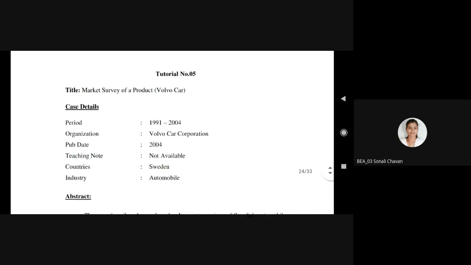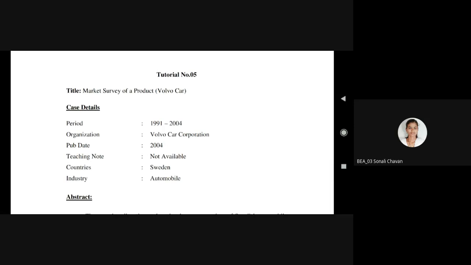So case details, what is the period. Here 1991 to 2004, this is the journey of that Volvo car. So whatever the period of the survey, suppose we want to take a survey of the customer, a survey of that Volvo product. According to the product, suppose you want to survey from the retailer, from the wholesaler, from the manufacturer, or from the customer. So there are also different types of surveys. So here we have to take the product survey of Volvo car.